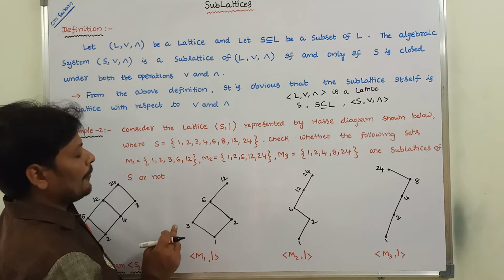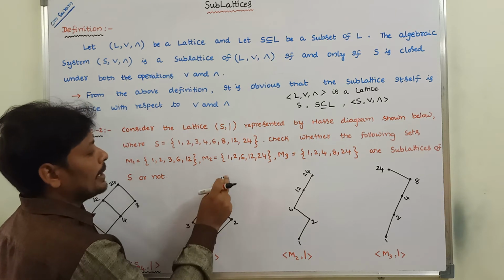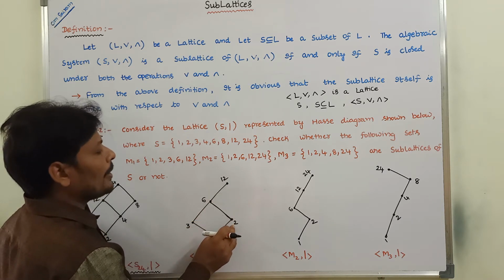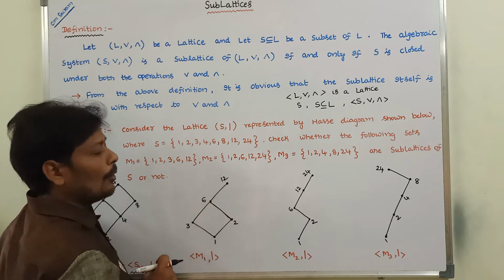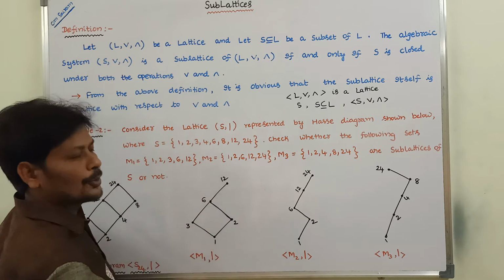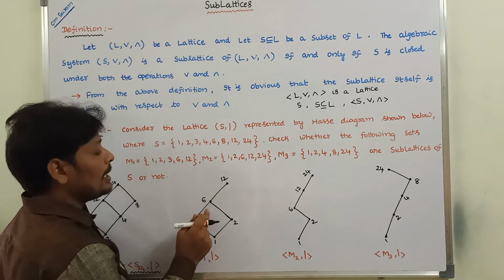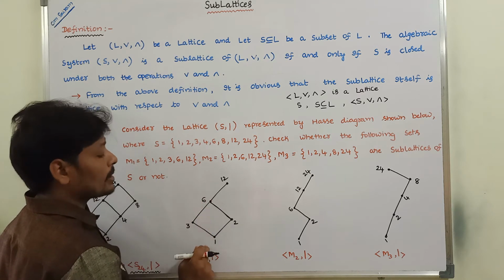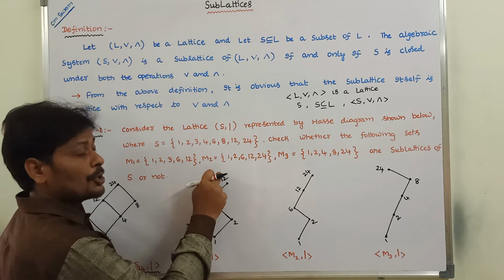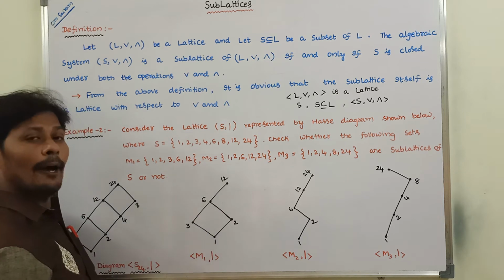We can take the pair of elements 3 and 12: least upper bound is 12, greatest lower bound is 3. The pair 2 and 12: least upper bound is 12, greatest lower bound is 2. The pair 1 and 6: least upper bound is 6, greatest lower bound is 1. The pair 1 and 12: least upper bound is 12, greatest lower bound is 1.